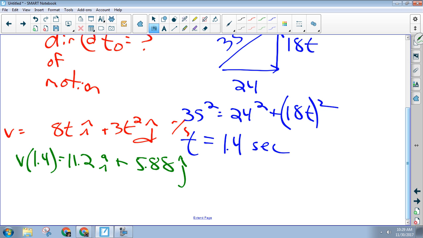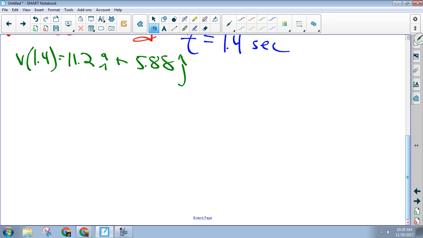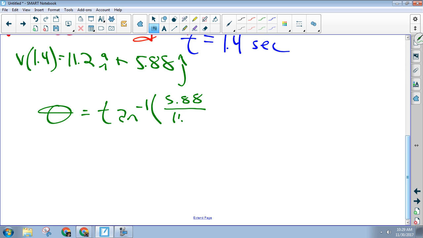Then you can find your angle using the inverse tangent. So my theta is going to be the inverse tangent of y over x, so 5.88 over 11.2, and it gives you whatever the answer was on the sheet, hopefully. 46.7. Oh, wait, that's for part B. I skipped part A. You showed the work, you just didn't take the cosine.